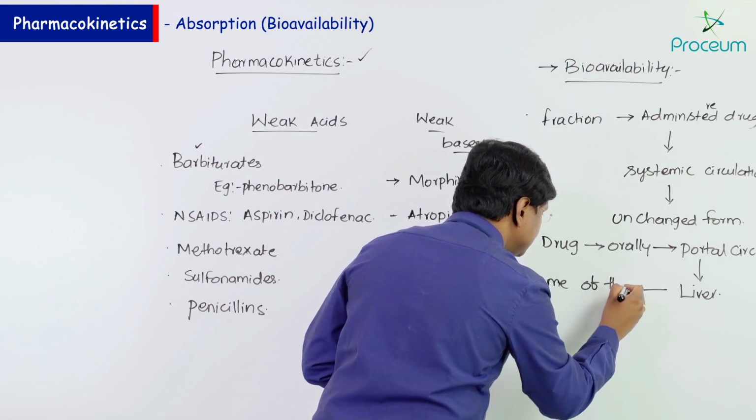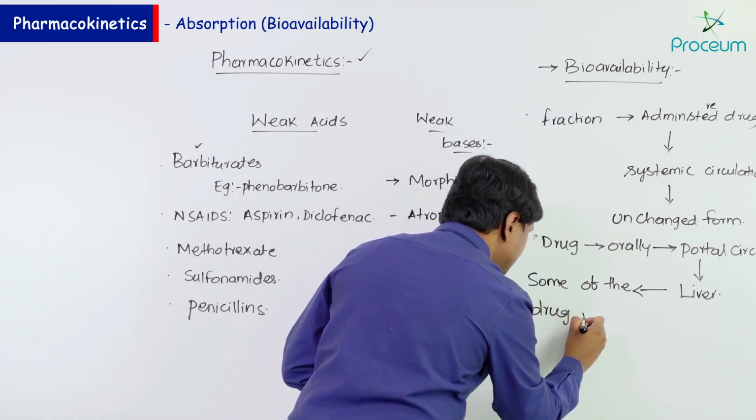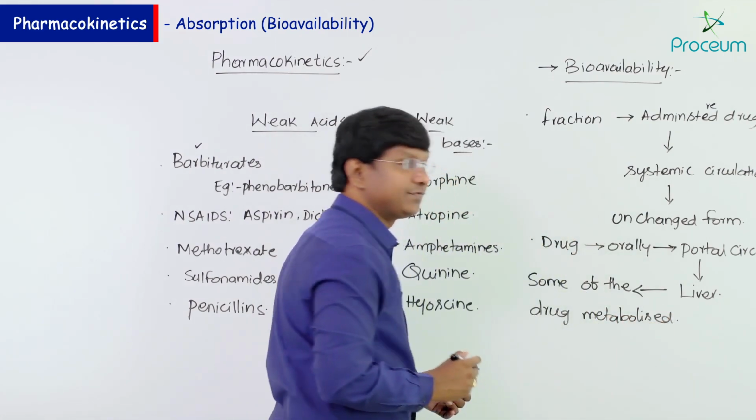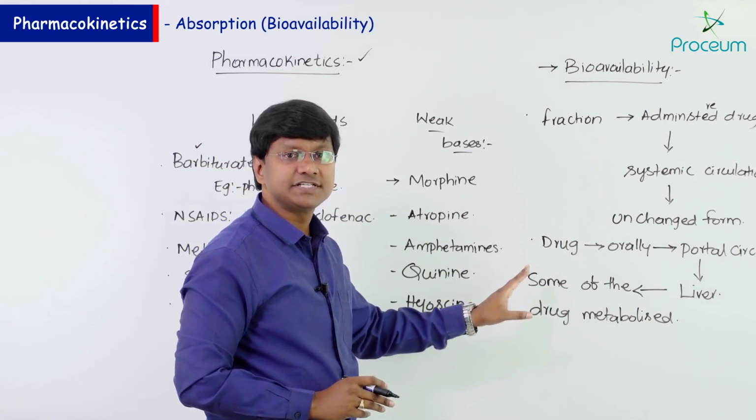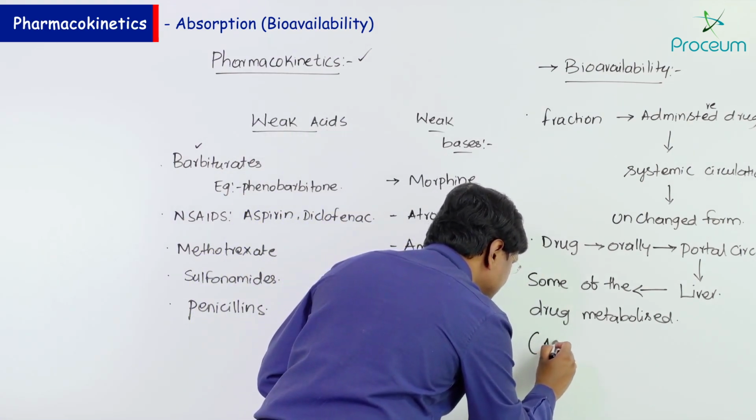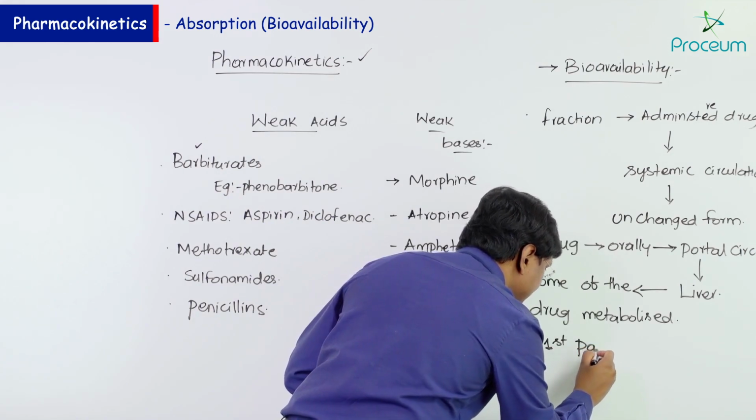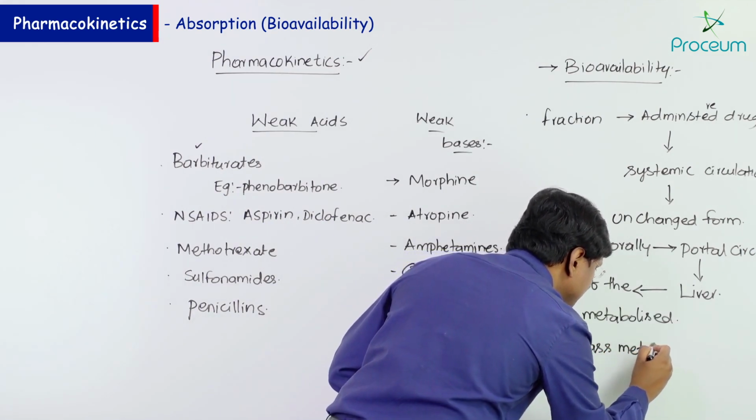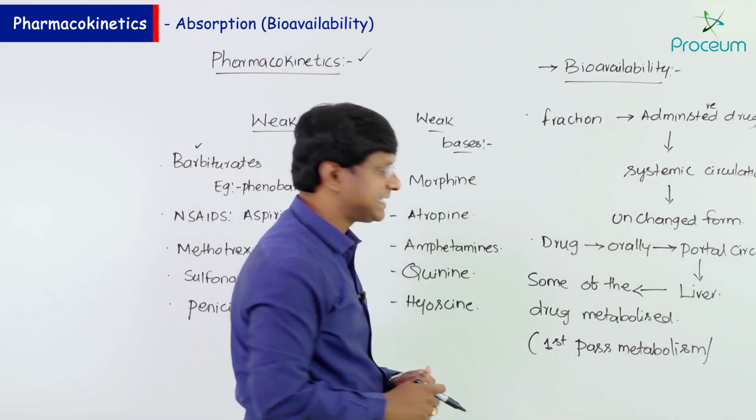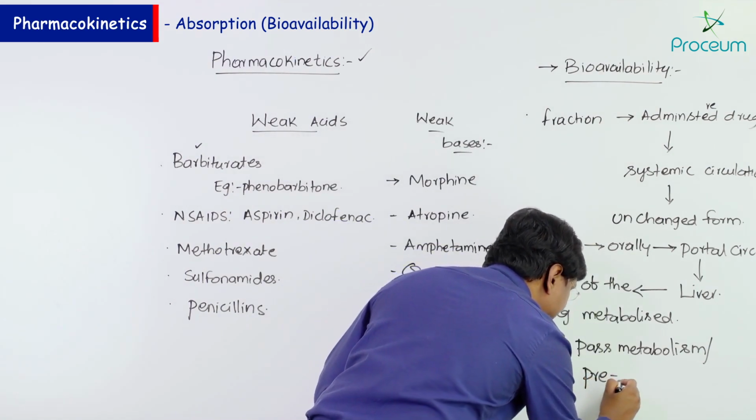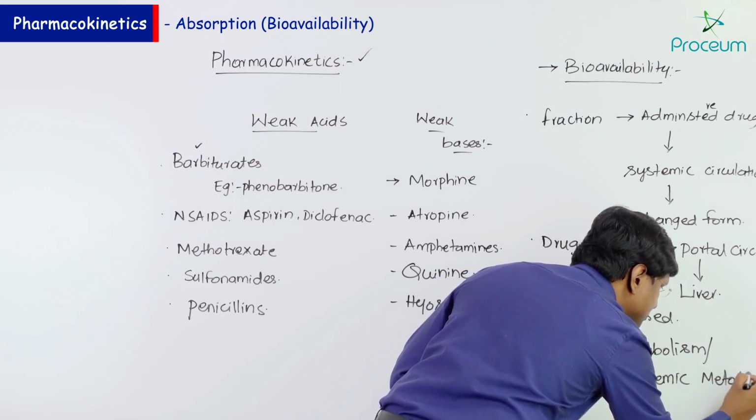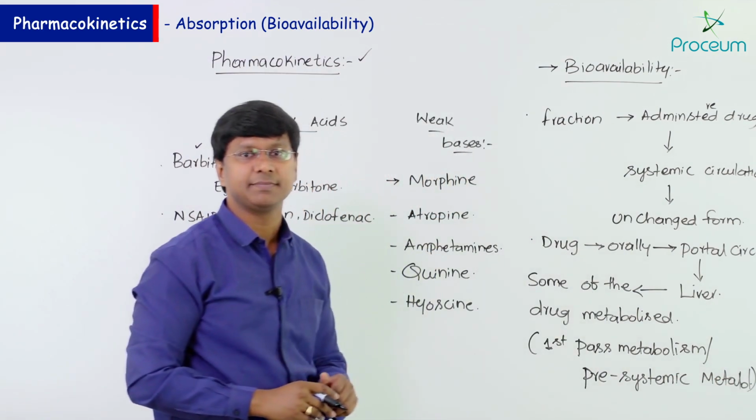So in the liver, some of the drug is metabolized. The drug which has undergone metabolism in the liver, that is called the first pass metabolism or the pre-systemic metabolism.